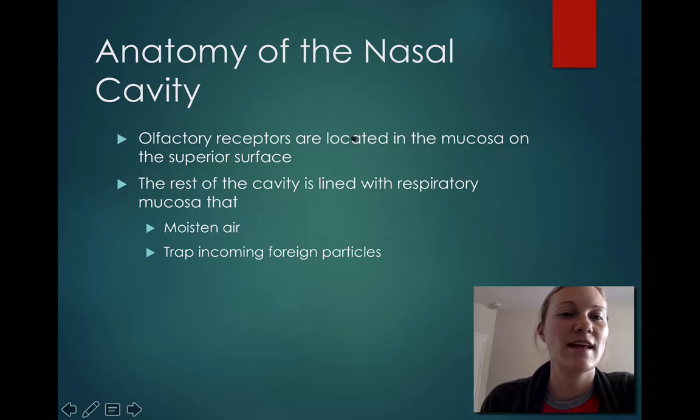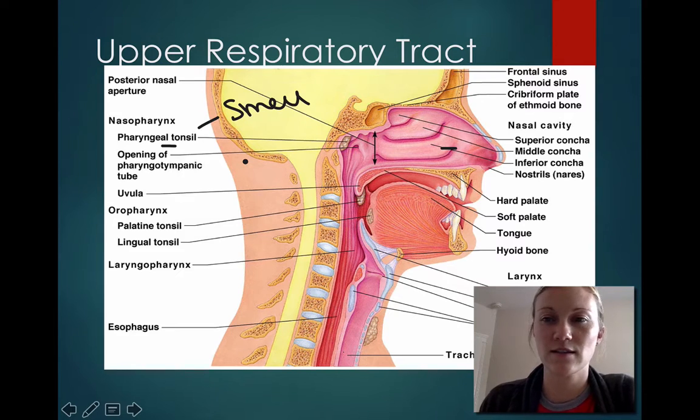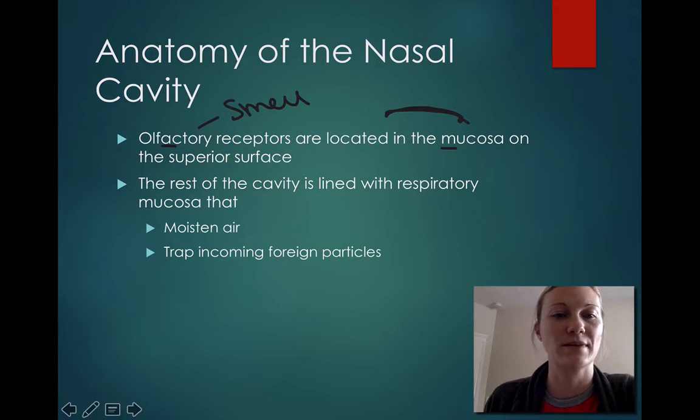So the anatomy of the nasal cavity: the olfactory receptors, olfactory has to do with smell. The olfactory receptors are located on the mucosa on the superior surface. So if we go back to this diagram right here, this top part is where you're going to have a lot of your sense of smell, your olfactory receptors. The rest of the cavity will be lined with respiratory mucosa that helps to moisten the air, and it helps to trap incoming foreign particles.